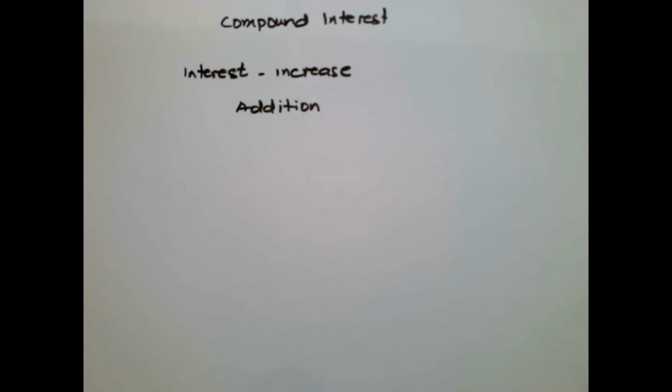Today we're going to discuss compound interest. Interest means an increase in the value of the money. In terms of calculation, we're going to use addition. The initial value, which is 100%, and the interest will be added to it. It depends upon the rate of interest and the increase in the value of money. So we have compound interest, which means interest on the interest.